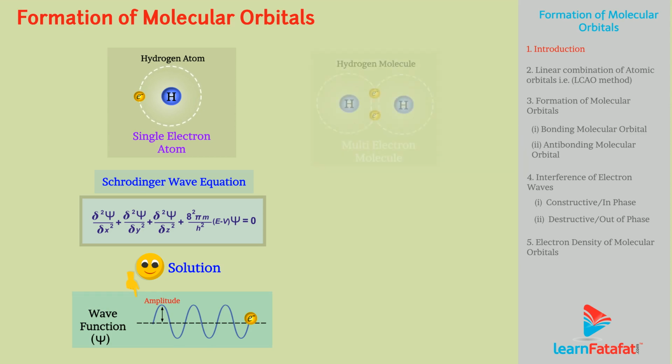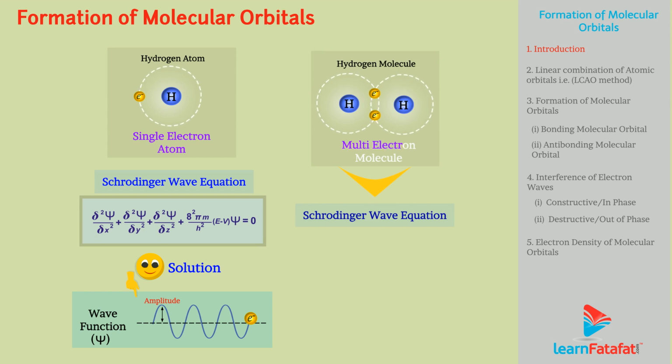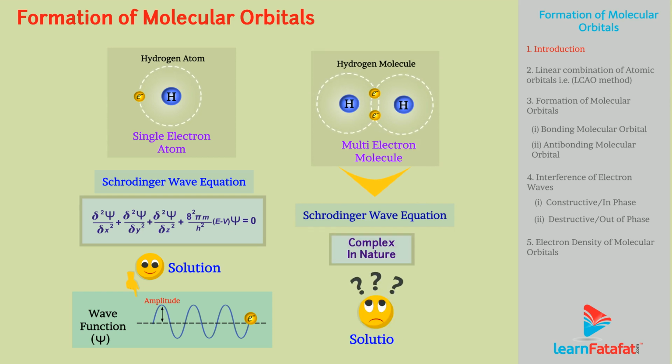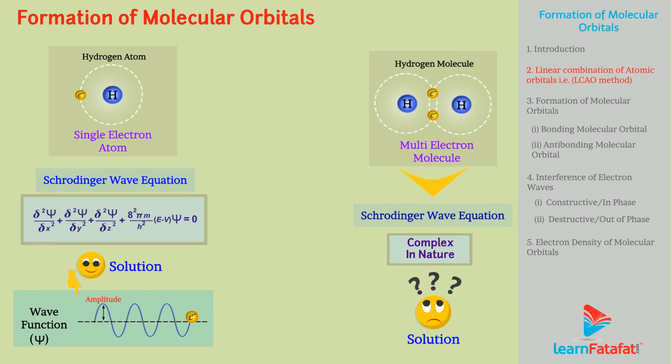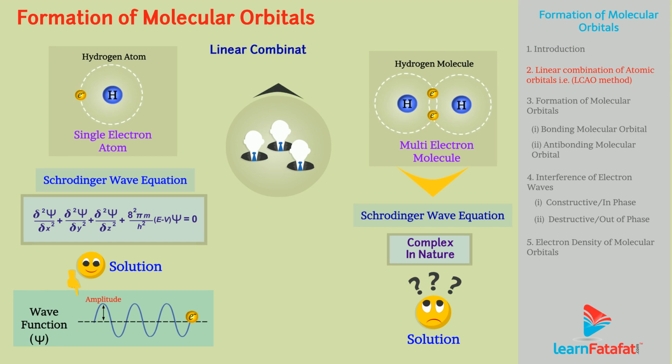Similarly, it is possible to obtain the Schrodinger wave equation for multi-electron molecules. However, due to its complex nature, it is very difficult to find the solution. Therefore, scientists found an approximate method called linear combination of atomic orbitals, that is, the LCAO method.